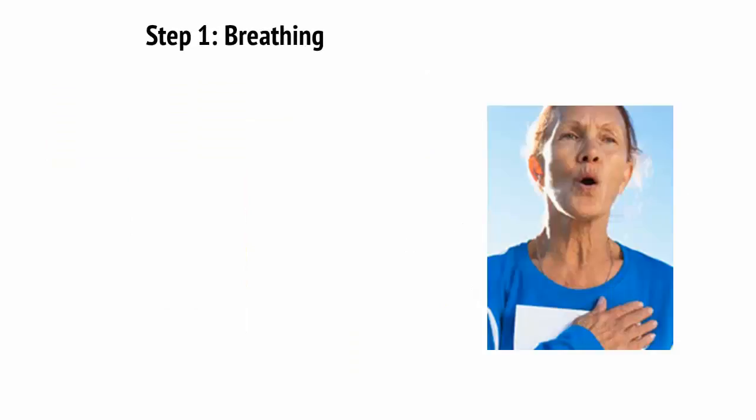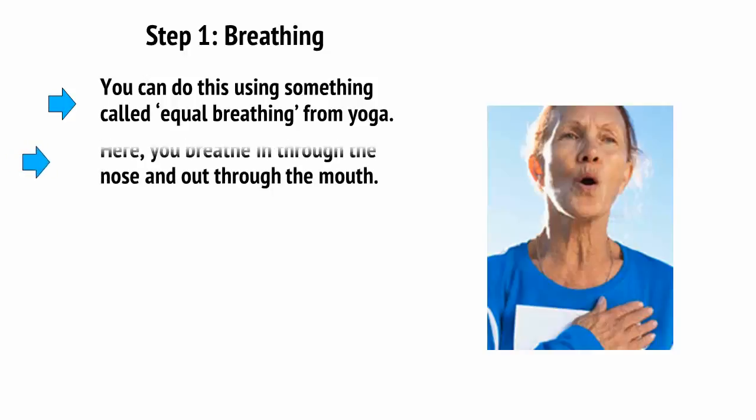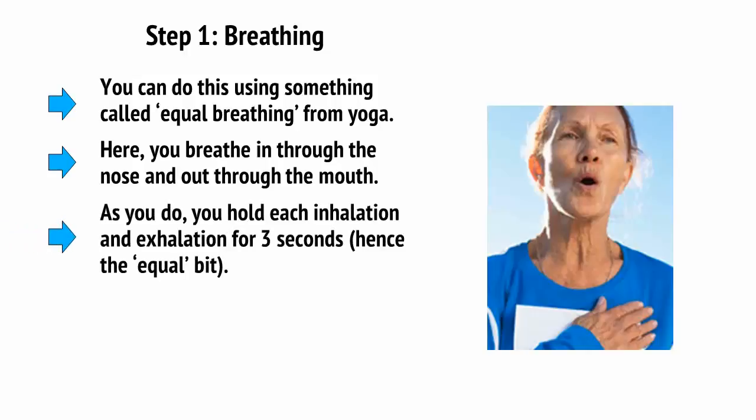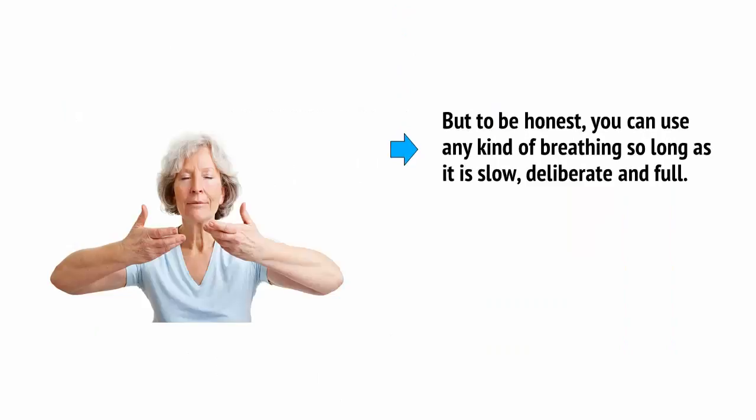The first thing to do is to start breathing. You can do this using something called equal breathing from yoga. Here, you breathe in through the nose and out through the mouth. As you do, you hold each inhalation and exhalation for 3 seconds, hence the equal bit. These long draws in and long exhalations will allow you to completely fill the lungs with fresh oxygen and expel all the CO2.